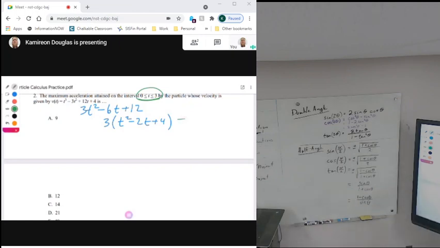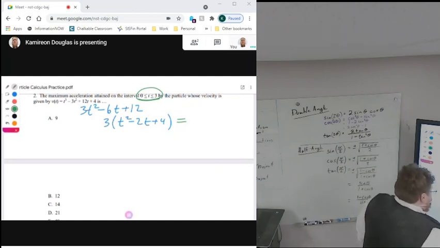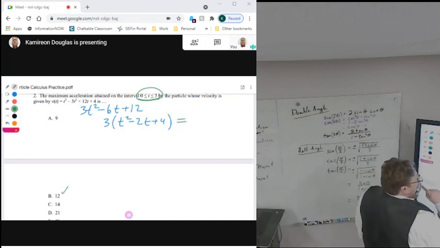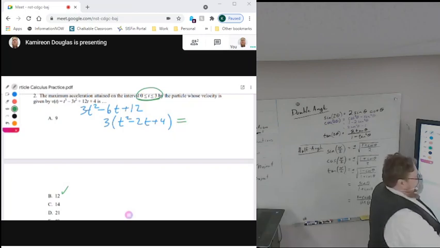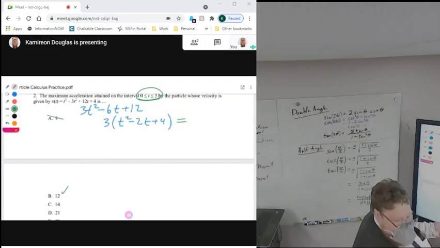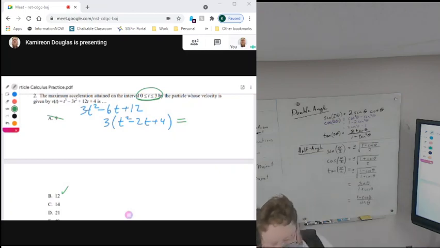So let's start by plugging in 0 and 3. So 0, I get 12. That's looking good. And that also eliminates A as an answer, by the way, because it's not possible for 12 to be an answer and 9 also be an answer.